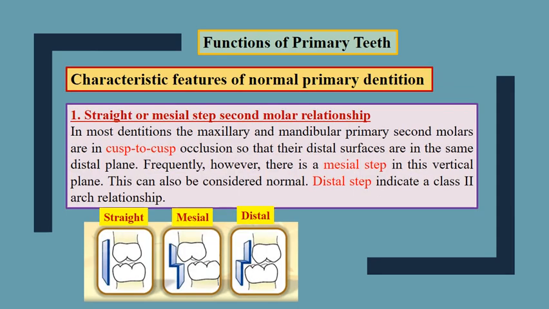Straight or mesial step second molar relationship. This point, it is the first point in the characteristic features of normal primary dentition.